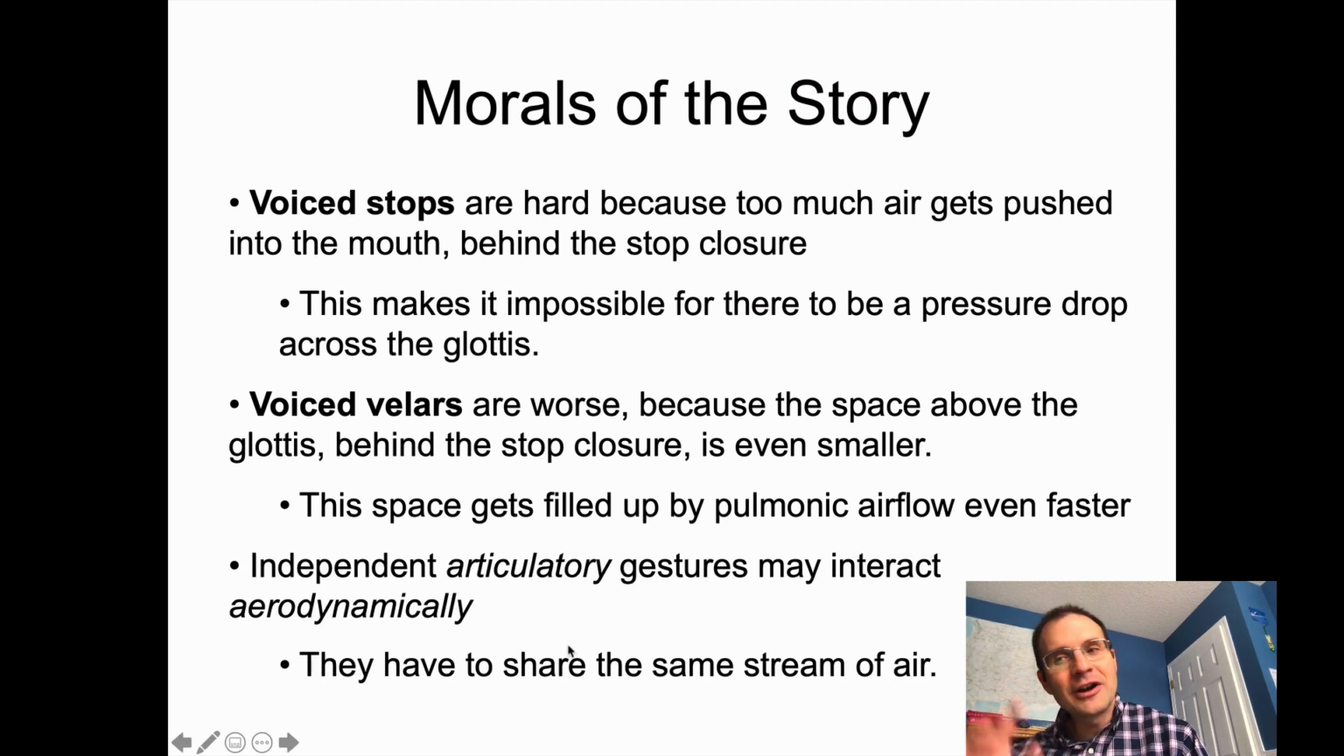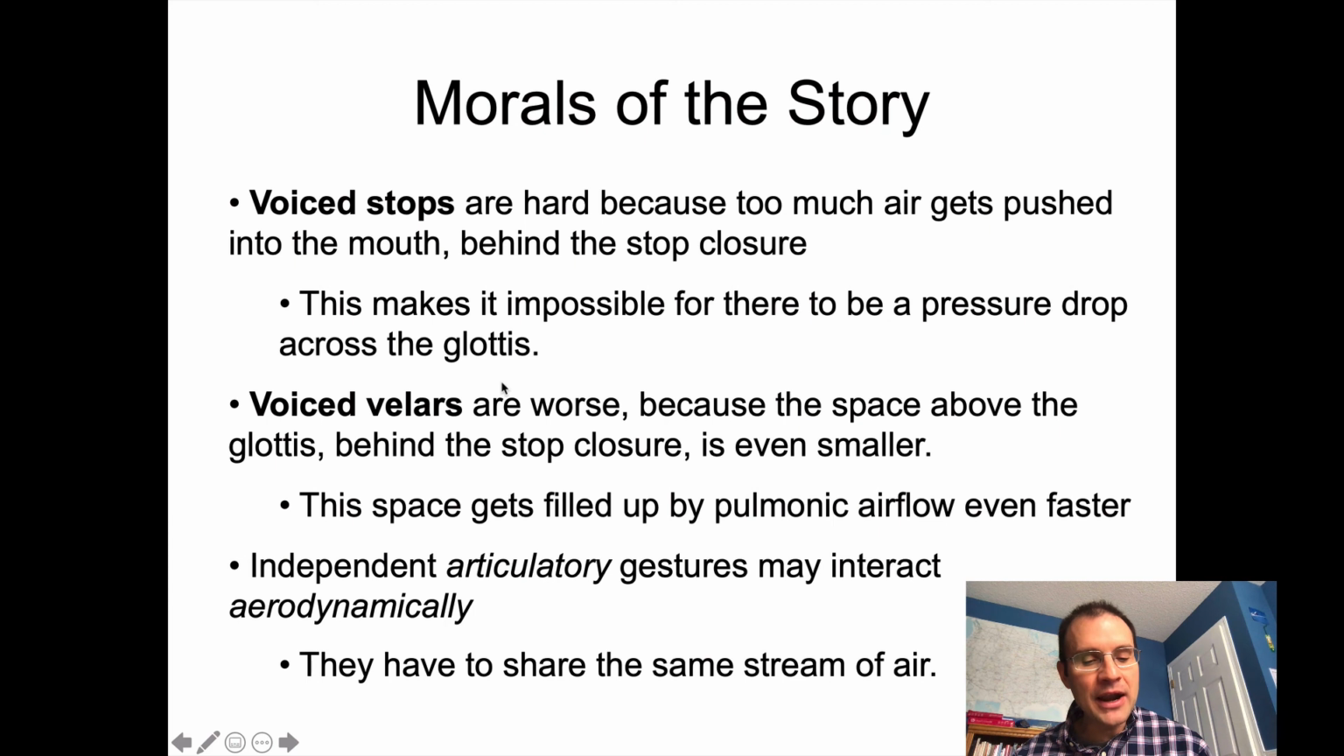So the other kind of meta moral of the story is that you have two independent articulatory gestures. You can move your tongue independently of your vocal folds or vice versa, but they're going to have to interact aerodynamically because they have to share the same stream of air in order to get a sound produced. So you can't just think about them totally separate from one another. You have to think about the airflow that connects the whole system and produces a sound at the end of it.